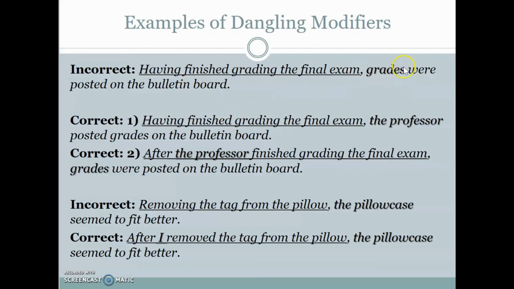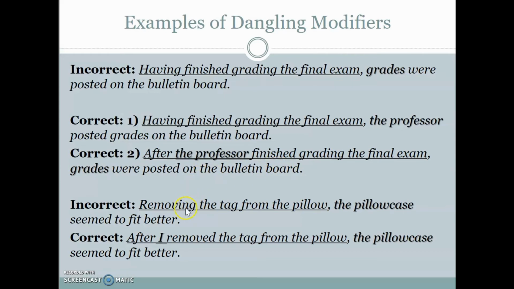So you either change the subject grades and say the professor, or whoever graded the quizzes. And you say, having finished grading the final exam, the professor posted grades on the bulletin board. And this sentence is correct because the professor posted the grades and the professor finished grading here. Or you add the correct subject in the dependent clause and now you don't reduce it. After the professor finished grading the final exam, grades were posted on the bulletin board.